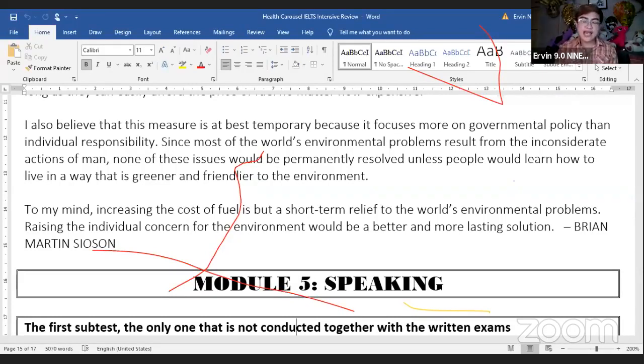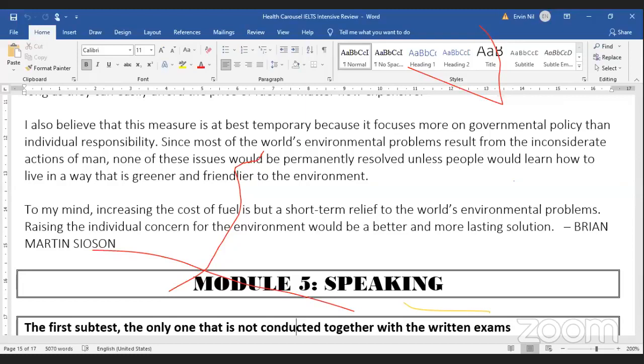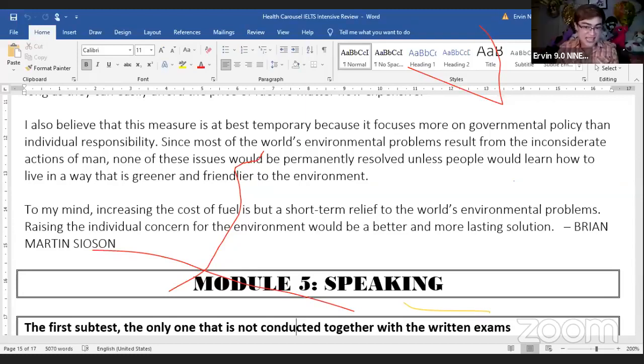Number two, coherence and cohesion. He usually sticks to an idea per paragraph. He uses connective words like to my mind, for instance, however, and then if you count the number of paragraphs, there's just five. For the body, most of his paragraphs had four sentences, intro and conclusion, like two, three sentences. And then for the lexical resource, he did not use ultra big words that sound awkward.